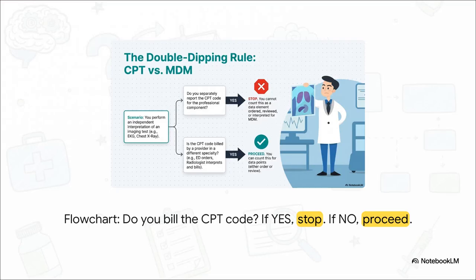This flowchart makes it super clear. Let's say your provider independently interprets a chest X-ray. If they are the one billing the CPT code for that read, you stop right there. You can't count it for MDM. But if someone else, say a radiologist in a different group, is billing for the official read, then yes, your provider can absolutely count their review and interpretation toward their data points.